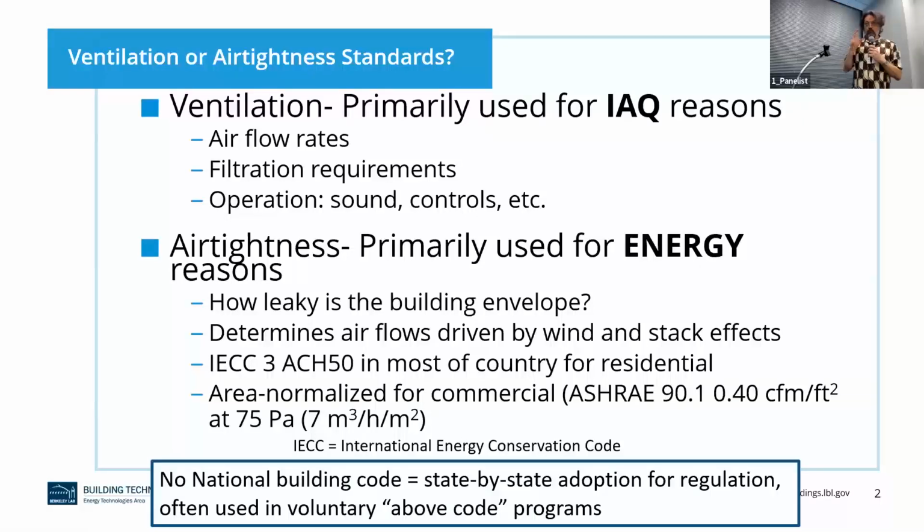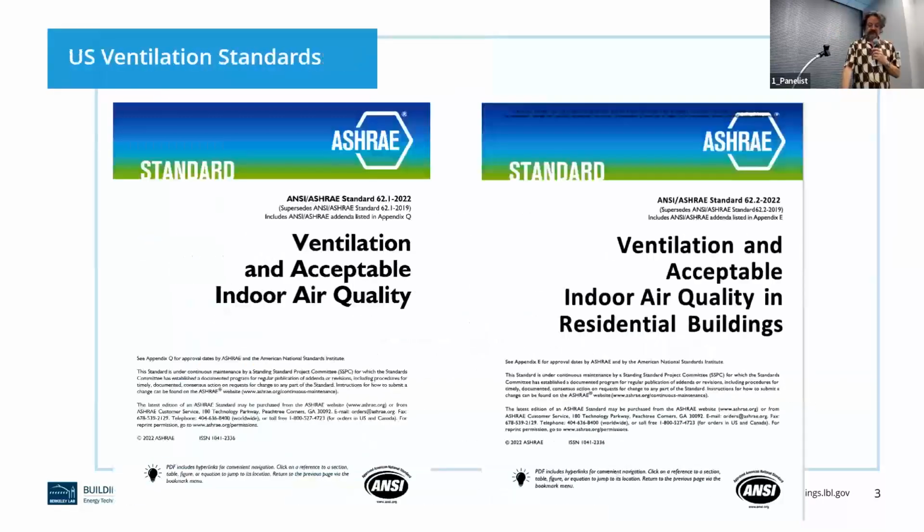And I'm going to have one note before I get into the details here, that we don't have a national building code in the US. It's state by state, jurisdiction by jurisdiction. Each town or county decides what it's going to do. And this applies also to these issues of air tightness and ventilation. And there's a lot of what we call above code programs, which means that it's not just the regulation that says what's the worst building you can build. It's ideas about how do you do better. And these things are also often referenced there.